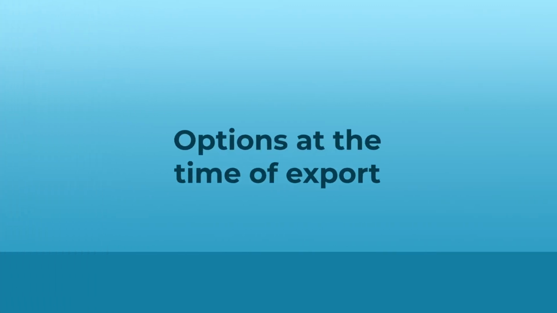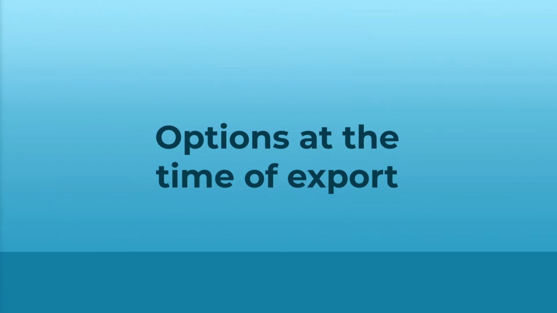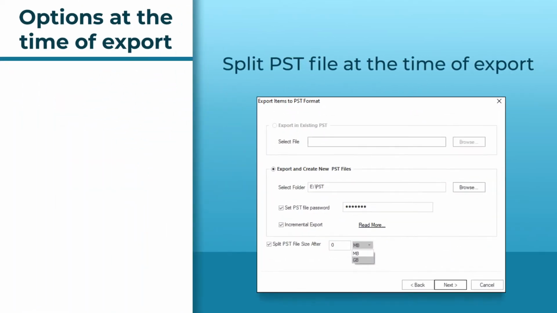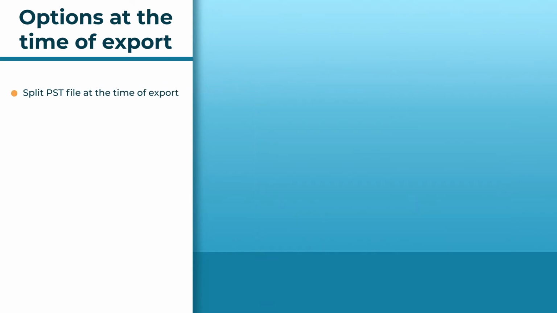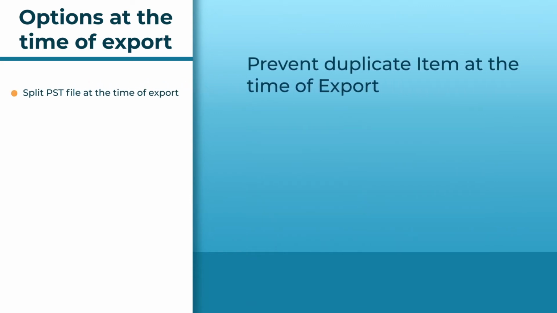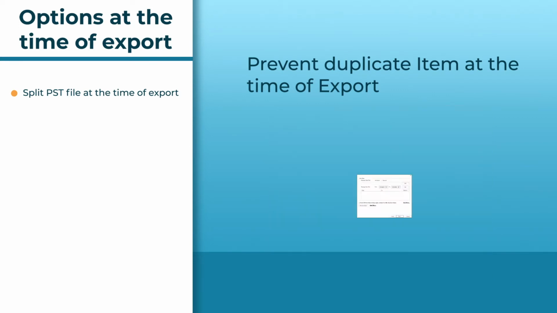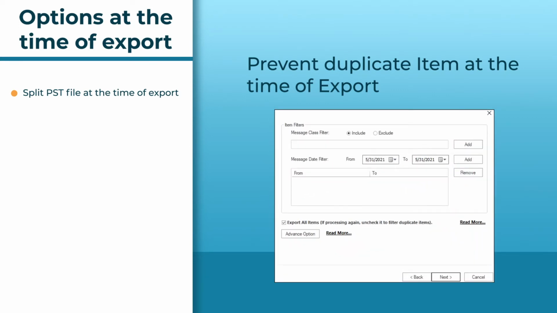The software also provides several options at the time of exporting the mailboxes. You can split your PST file by providing your desired file size limit at the time of export. The software also provides options to prevent duplicate items at the time of export. While exporting in PST, use the incremental export option to prevent duplicacy. And while exporting in Office 365 or in Live Exchange Server, use the Export All Items option to prevent duplicate items.